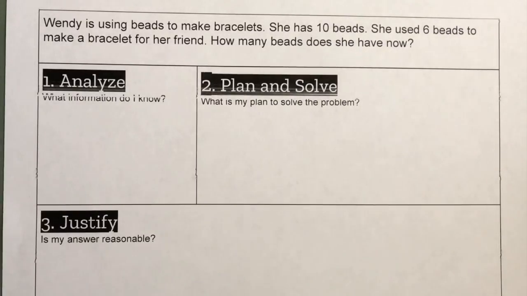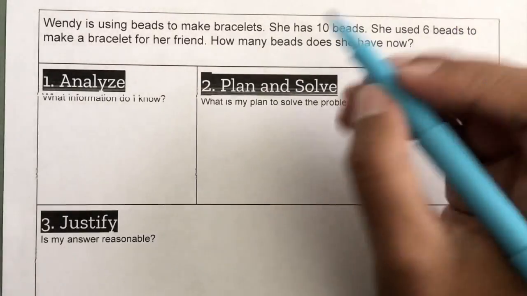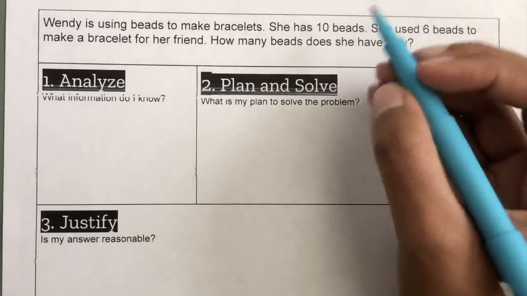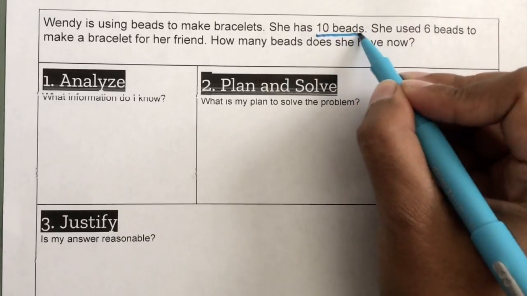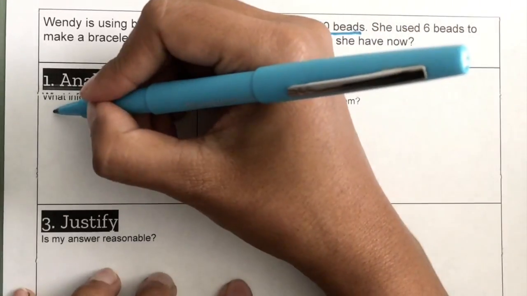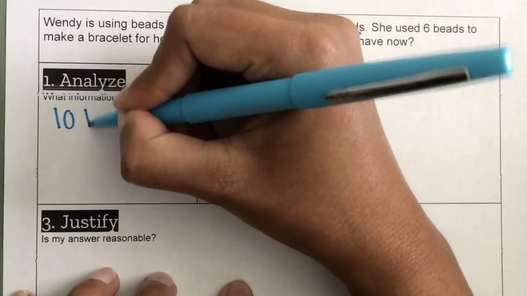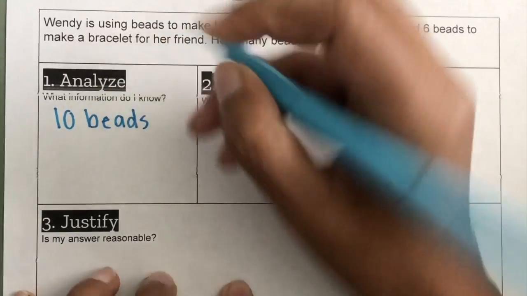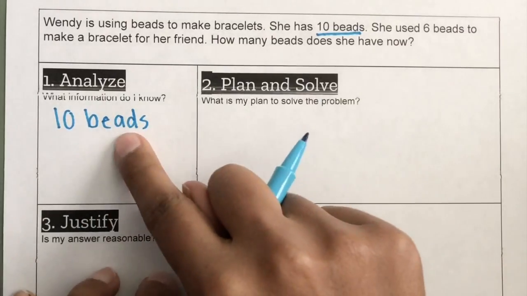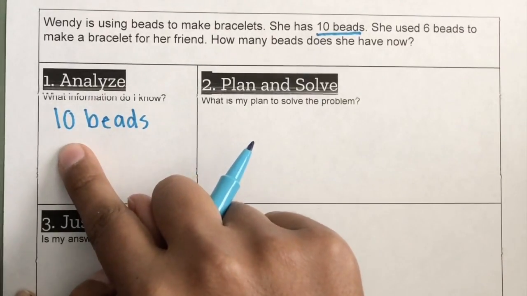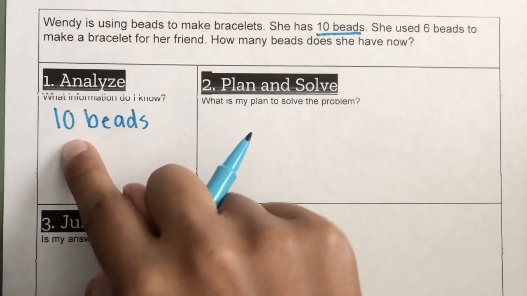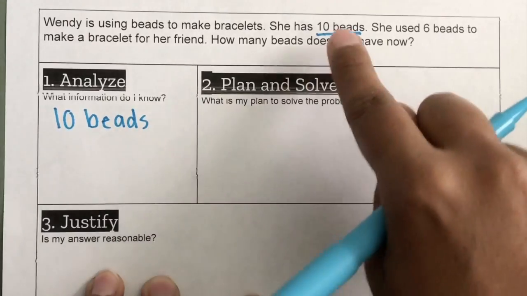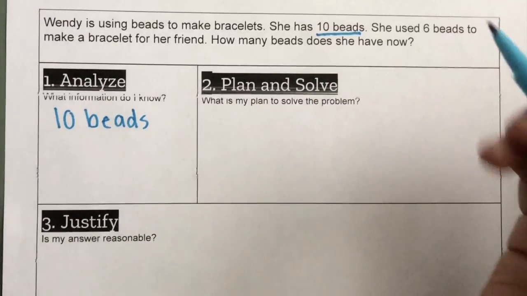So let's look at my data in this problem. In the second sentence, I see that she has 10 beads. So I'm going to write that in analyze: 10 beads. And it is important to write what it is because from our story, it's 10 beads. You don't want to leave it 10 because that could be 10 anything, 10 cats, 10 elephants, 10 lampshades. So remember to write what it is from your problem.